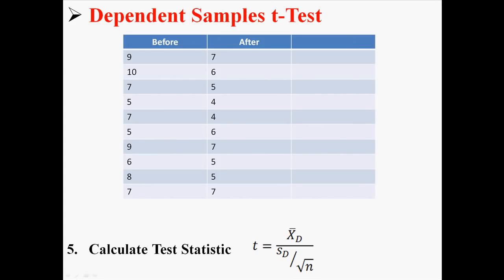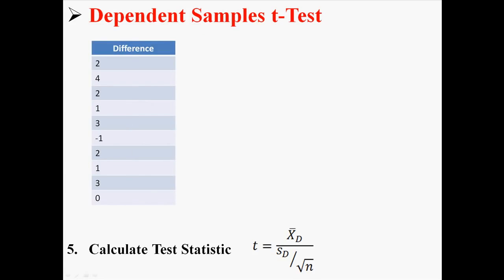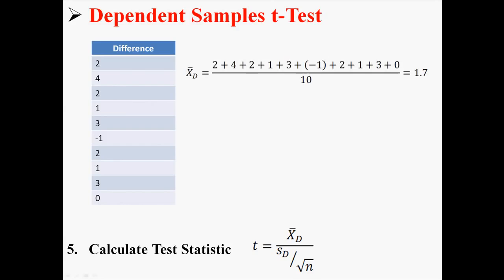Here we have before and after, and I'm going to create a new column called difference. So now I'm going to calculate a difference score for each one of these. The first one is 9 minus 7 equals 2, and I'm going to do that for each of them. So now I have 10 difference scores for all of the participants in this experiment. And now that we have these, we're just going to forget the initial data. We're just going to use these difference scores to run our test. So first of all, we're going to find the mean difference. We're just going to add together all the scores and divide by how many we have. So I add those all together, divide by 10, and I find out that our average difference is 1.7.